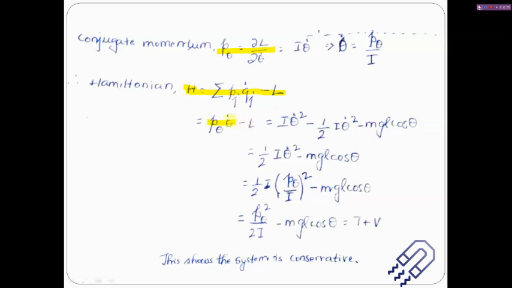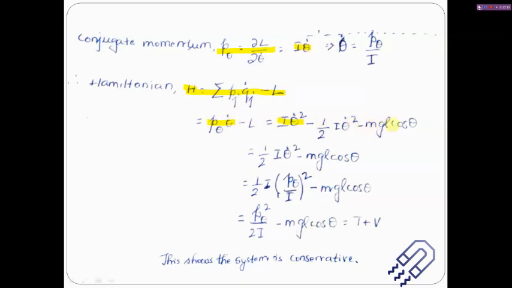But then we know that in the next steps, we don't keep it as P theta. We write it down in terms of whatever factors are there in the Lagrangian. So we have P theta, and P theta is I theta dot. So we'll place it here. So we have I theta dot square minus, we'll just write down the Lagrangian, minus half I theta dot square minus mgl cos theta.